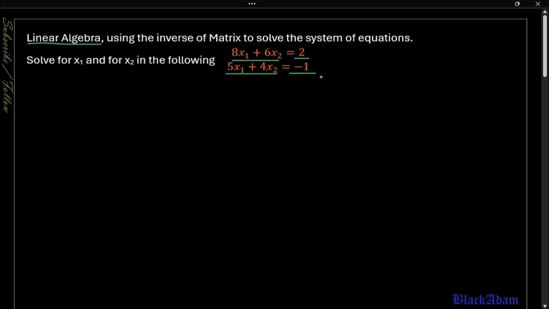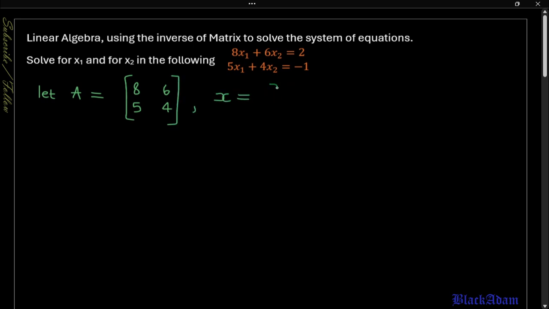We're given a system of equations, two equations, and we have to solve for x1 and x2. So what we do is let A equal the coefficients of the x's, which are 8, 5, 6, 4. That's 8, that's 6, that's 5, and then that's 4. So we make it the matrix A, and then x is going to be a column of x1, x2, and that's it. And then from there we have b, the constants, 2 and -1.